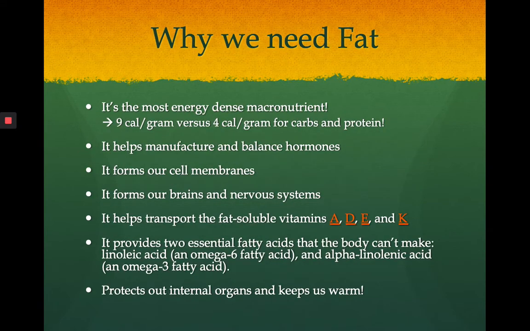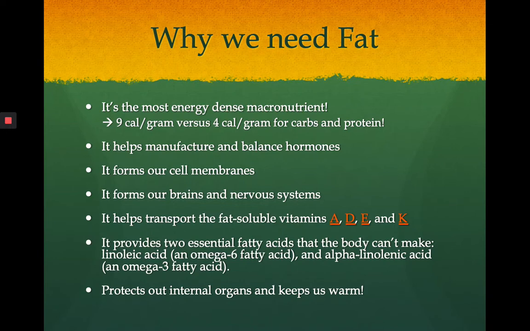So why do we need fat? We want to talk about this because a lot of what we hear, especially in the diet industry, is that we need to reduce fat. We need to cut fat. Fat is the enemy. Well, just like proteins and carbohydrates, we need to recognize that fats, in fact, are essential.